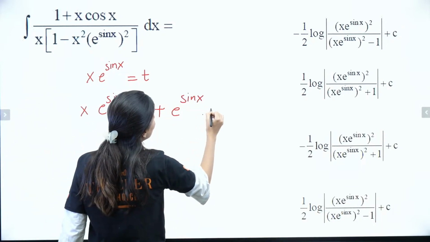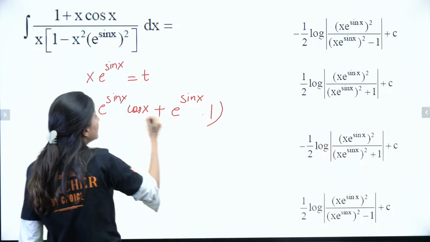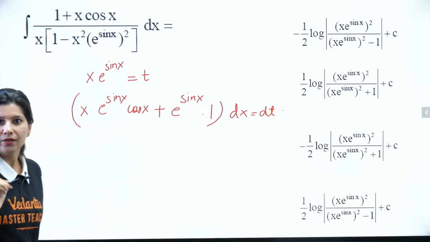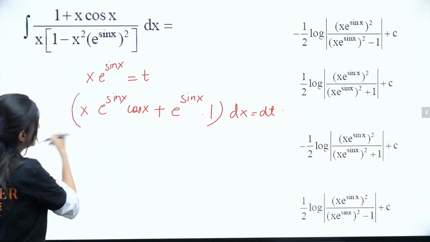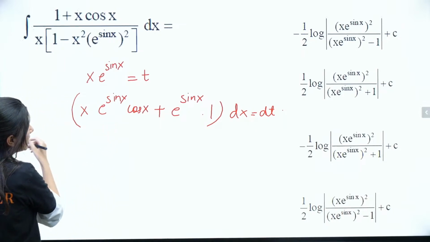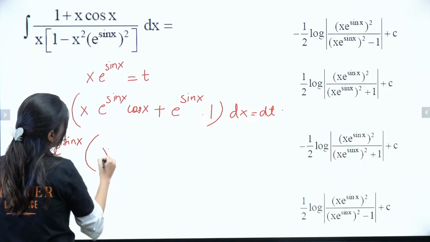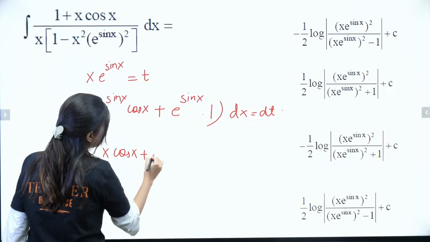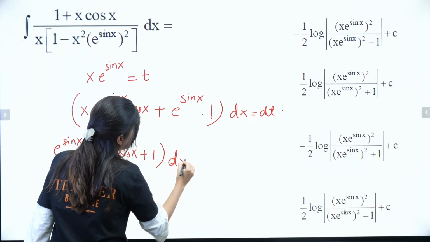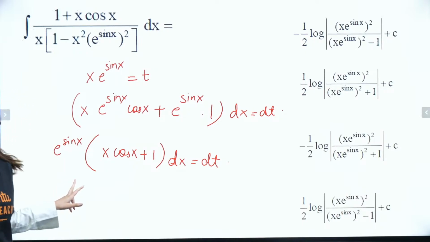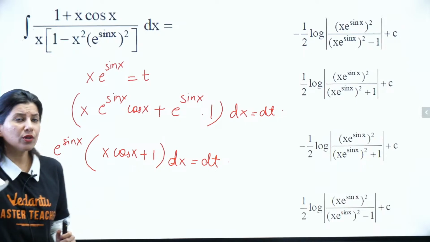And the derivative of x is 1, and this is dx equals dt, right? Yes. So can you see that if I take e raised to the power sin x common, it is going to be x cos x plus 1 dx equals dt. All right, clear? Okay. And one more thing.